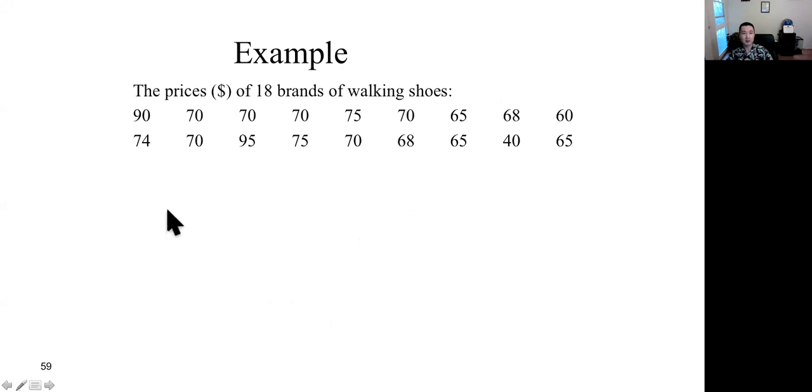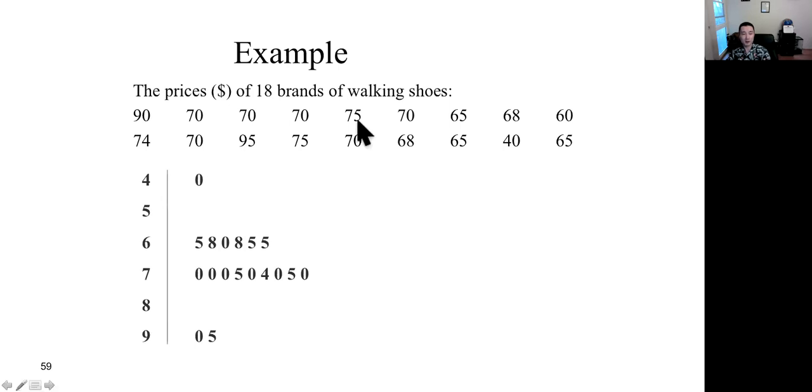Here is another example. We have the price of 18 grams of shoots, the price in dollars. First we put the double digits into the stem. For example, under 40 we have 40, and that's it. Under 50 we have nothing here. Under 60 we have 65, 68, 68, and another 68.